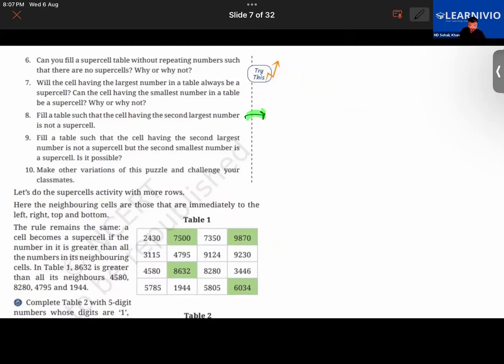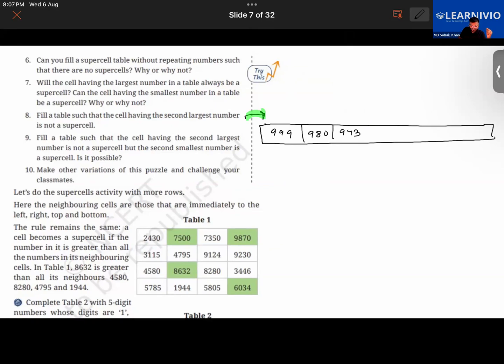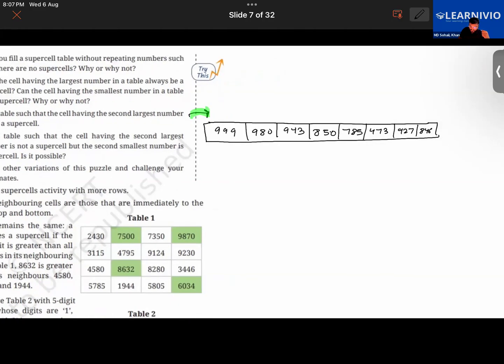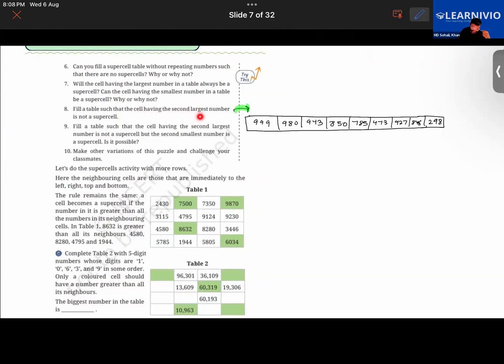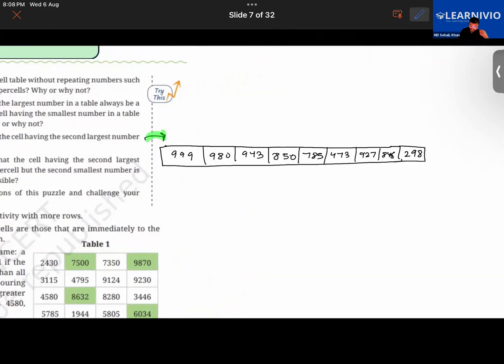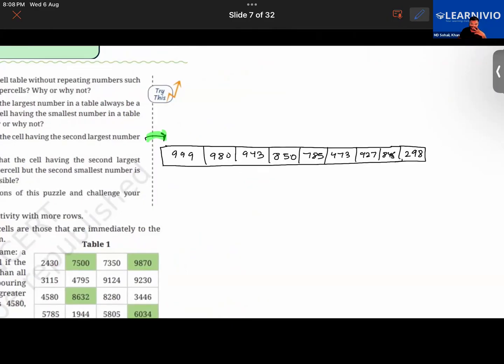Let's take some numbers here. Let's say the numbers which we have taken are 999, 980, 943, 850, 785, 473, and now let's take 927, 846, and then one more number, 298. So the question was asking us to fill a table such that the cell having the second largest number is not a supercell. Which is the second largest number in this? 980 is the second largest number.